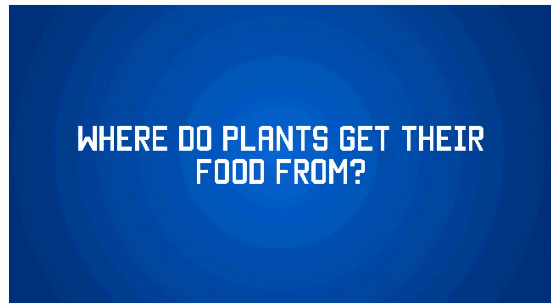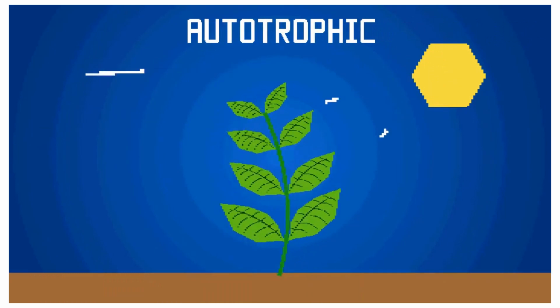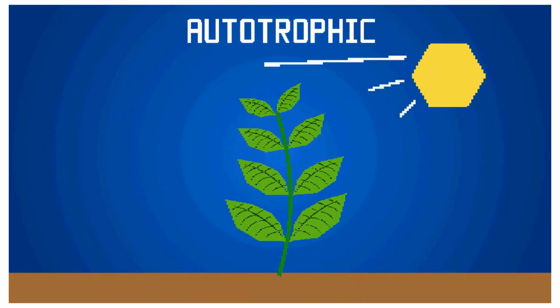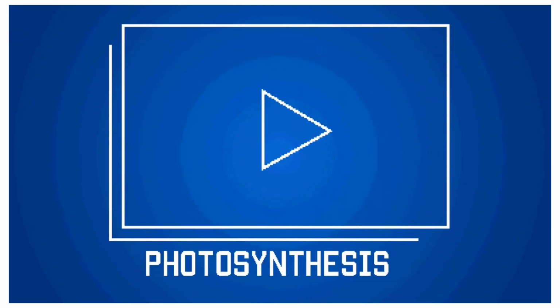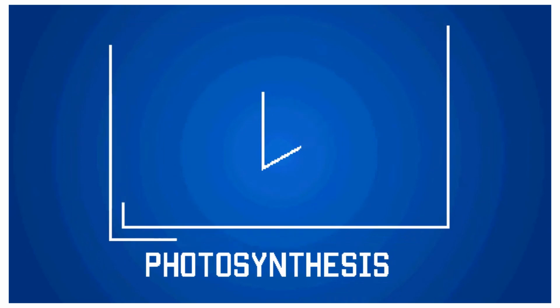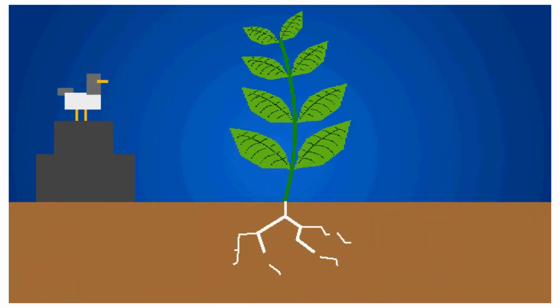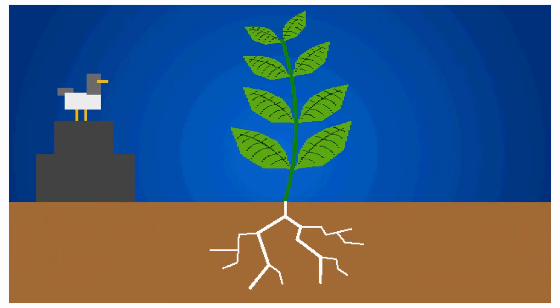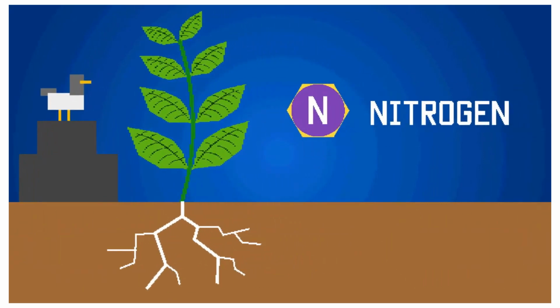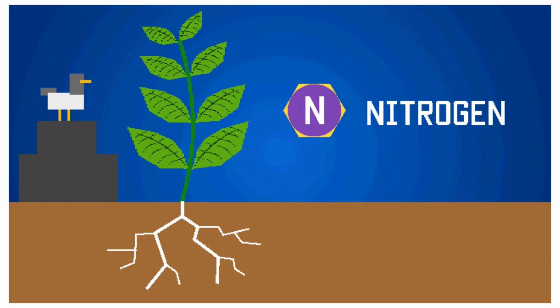Where do plants get their food from? Remember, they are autotrophic, which means plants make their own food through the process of photosynthesis. You can learn more about photosynthesis in this video. In order to make all of the macromolecules, the plant needs to obtain some other elements from the soil. For example, nitrogen is needed to make protein.